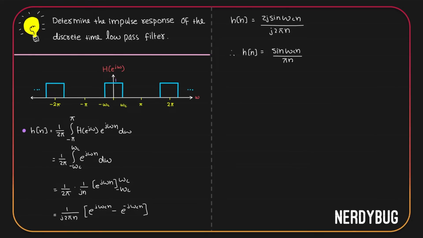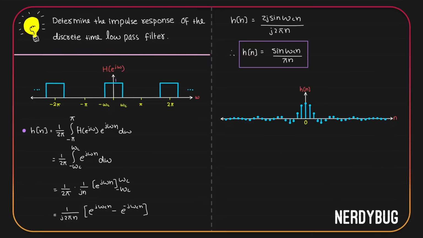Let us put this in a box. So impulse response of a discrete time low pass filter whose cutoff frequency is omega c is simply sine omega c n divided by pi n. If we plot this on a graph, this is how it will look like.